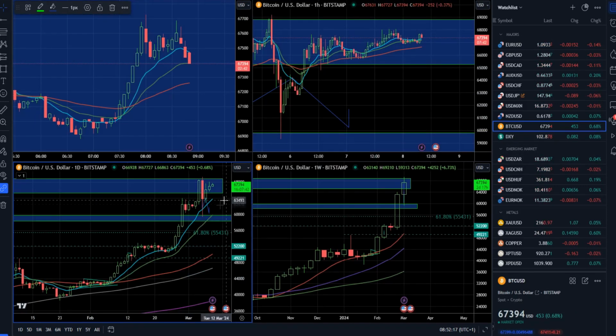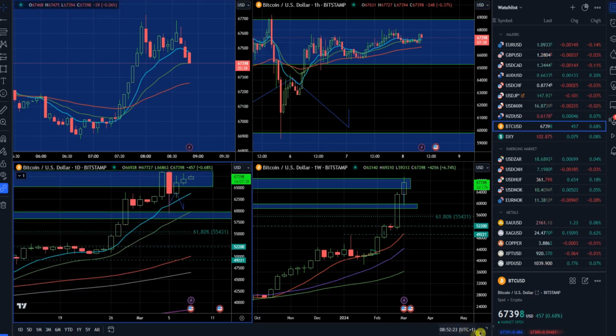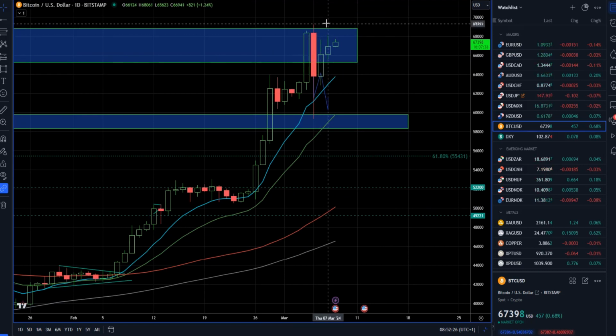Now, Bitcoin versus US dollar is still trading inside of this big down day that we had. And as long as that's the case, and as long as we don't have a break of 69,400, the 69,300 mark, and hold above, there will be no upside continuation. So far it's still consolidation.